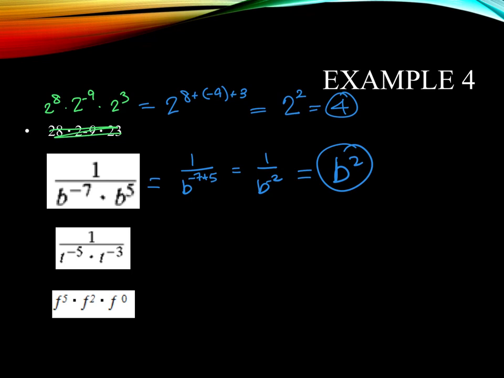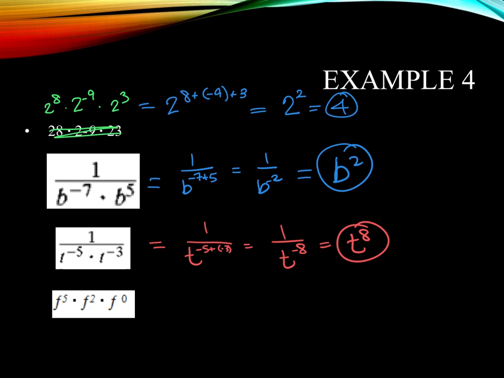For the next one, I have 1 divided by t to the negative 5th times t to the negative 3rd. So this is really negative 5 plus a negative 3, or I end up with 1 over t to the negative 8. T to the negative 8 is in the wrong spot, so I need to move that up top, and I get t to the positive 8.